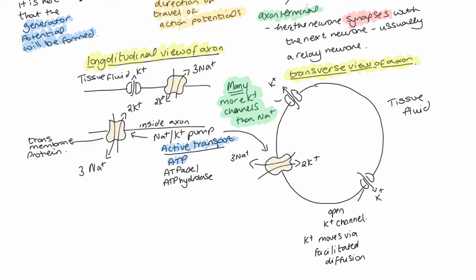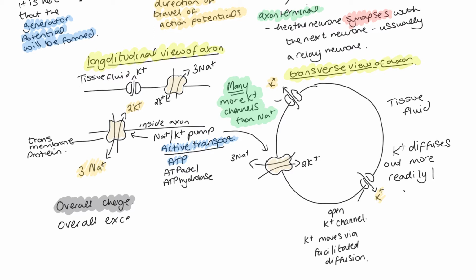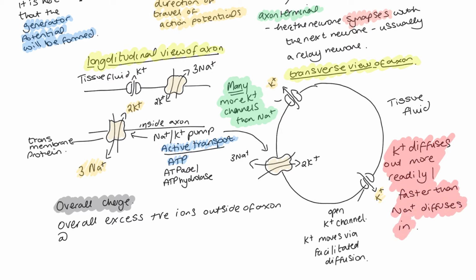So, if we look at the overall effect on charge, we are actively transporting more positive ions out than are being actively transported in, plus we are allowing more positive ions to diffuse out in the form of potassium than we are allowing to diffuse in in the form of sodium ions. And so overall, it is more positive outside than it is inside. There is an overall excess of positive ions on the outside. This is why we say that at rest there is a relative potential difference inside the axon of minus 65 millivolts.